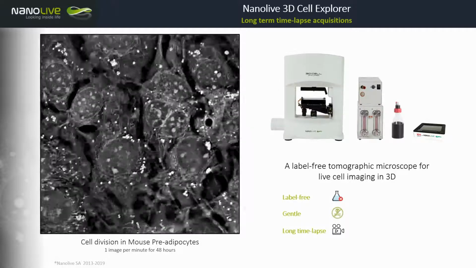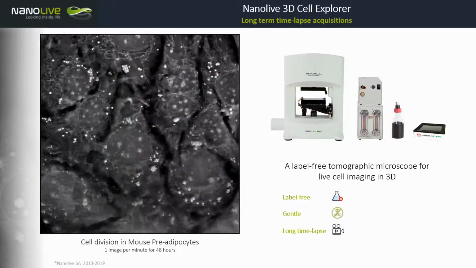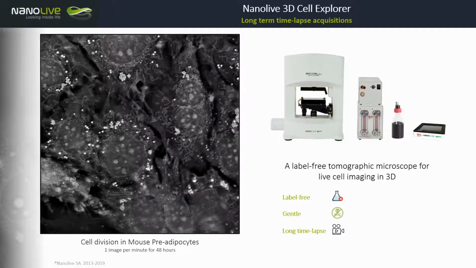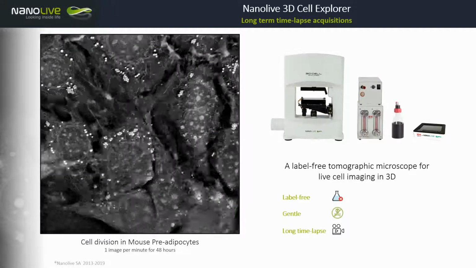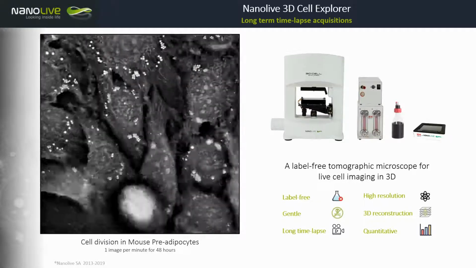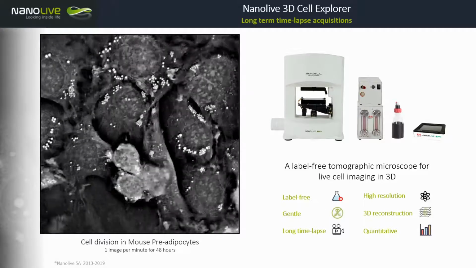Indeed, without fluorescent labels, you can bypass phototoxicity and photobleaching, which allows you to image unperturbed living cells for up to 1 week. Furthermore, due to the high lateral resolution of 200 nanometers and 3D reconstruction capability, quantitative data can be exported.